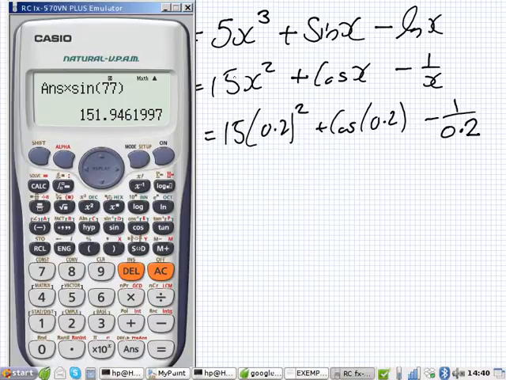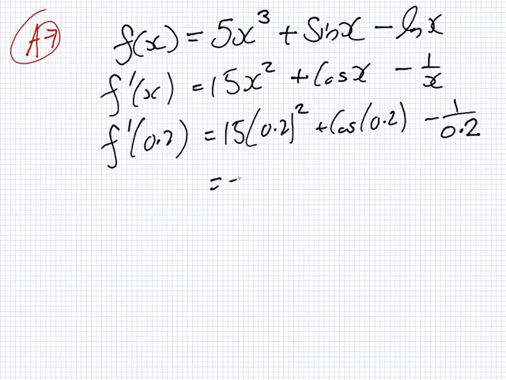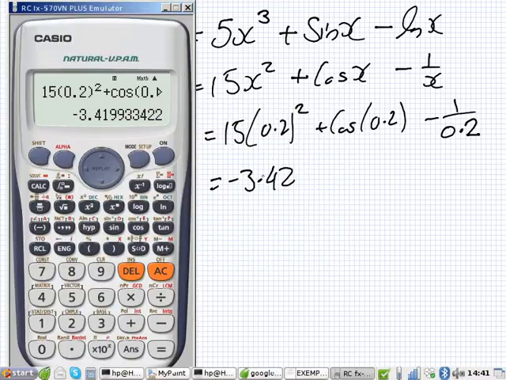On the old calculator, make sure we're in radian mode. Minus 1 over 0.2, and they want three significant figures, so that will be minus 3.42. Now, for those people who have this nice calculator, watch this. You can go shift, derivative button, 0.2, and you can type in the question: 5x cubed plus sine x minus 1 over x. And we should get the same answer.